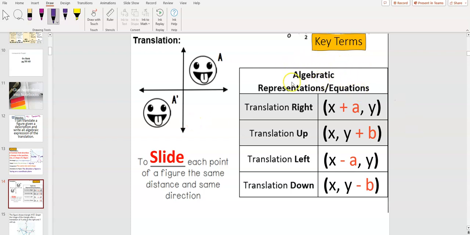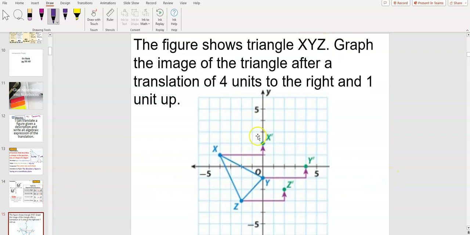All right, over here we have algebraic representations or equations that you can kind of memorize, or we're going to need to know how to write. If I want to translate something to the right, I'm going to add that number to x because I'm sliding it on the x-axis to the right, positive. If I'm translating something up, I'm going to add that value to y because I'm moving up on the y-axis. If I'm translating it left, I'm going to do the opposite and subtract a from x. If I'm going down, I'm going to subtract b from y. So make sure you have those notes down. We're going to show you how that works.